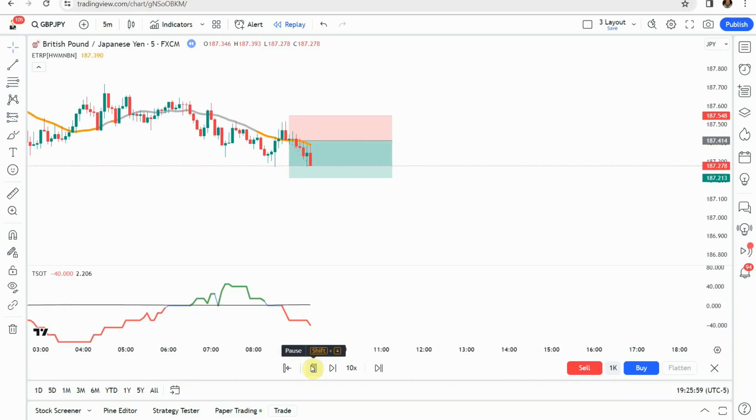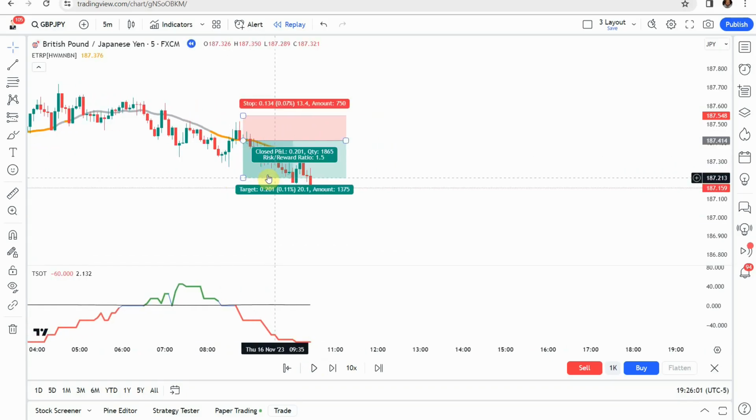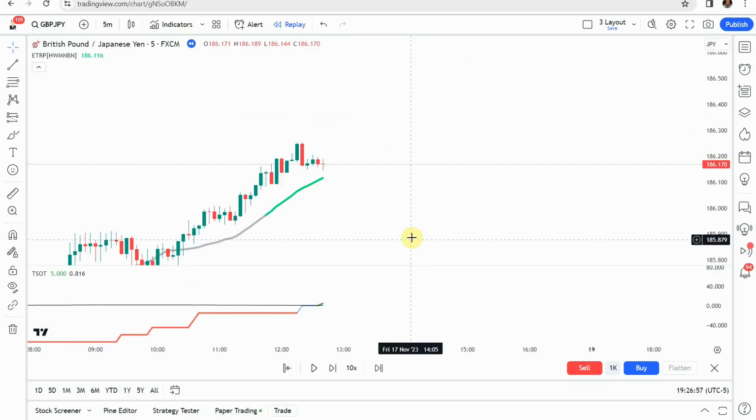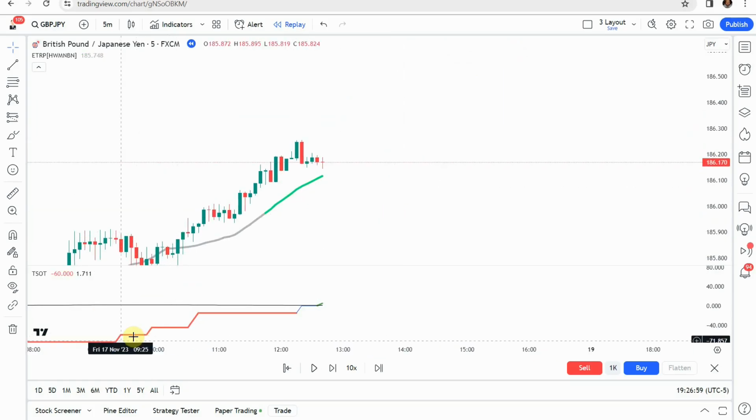Just go ahead and play this forward. And you can see we make a nice push pretty much straight down, getting us to our take profit. And for a long trade, what we are looking for, again, is when the trend strength over time here at the bottom switches from the red color or the blue into the green color right here.